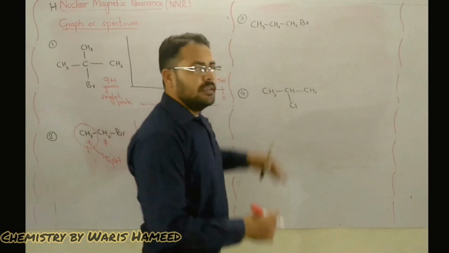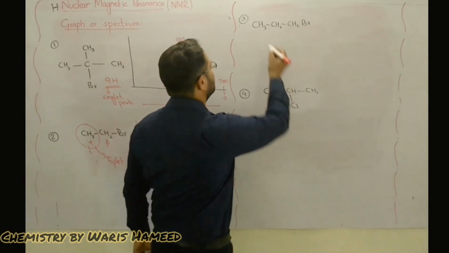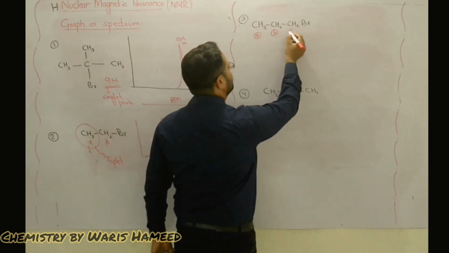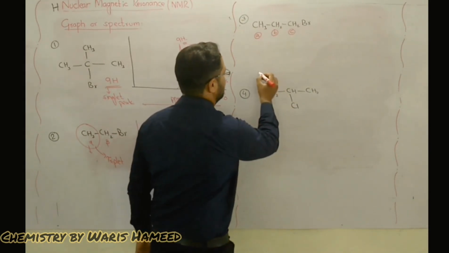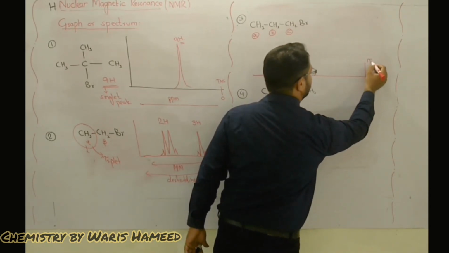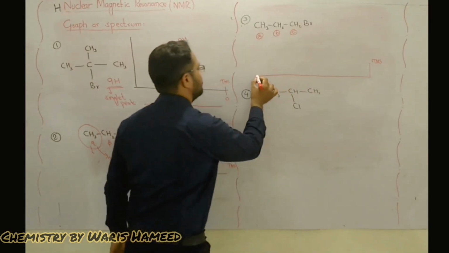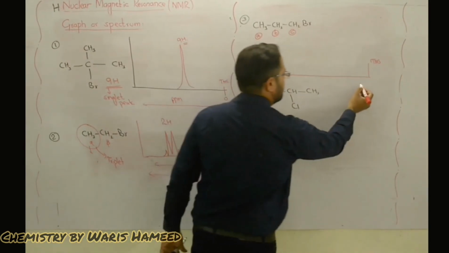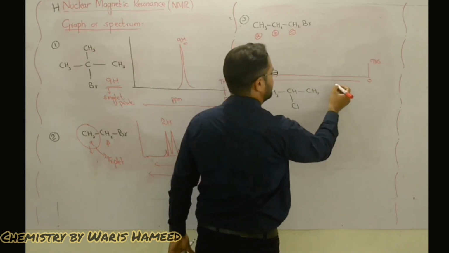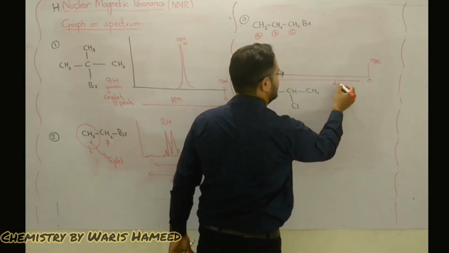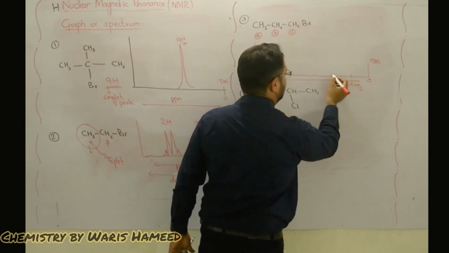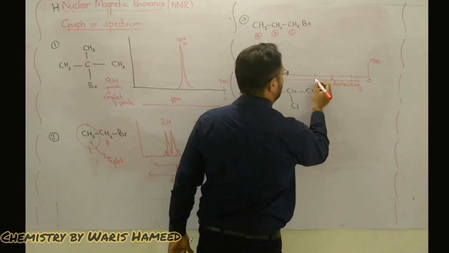In this case, there are 3 types of proton. First, A proton, B proton and C proton. What will be the graph or spectrum? Here is TMS and here will be the intensities. The ppm value increases from 0 upward, so we can write it as de-shielding, or increasing ppm value 1, 2, 3 and so on.